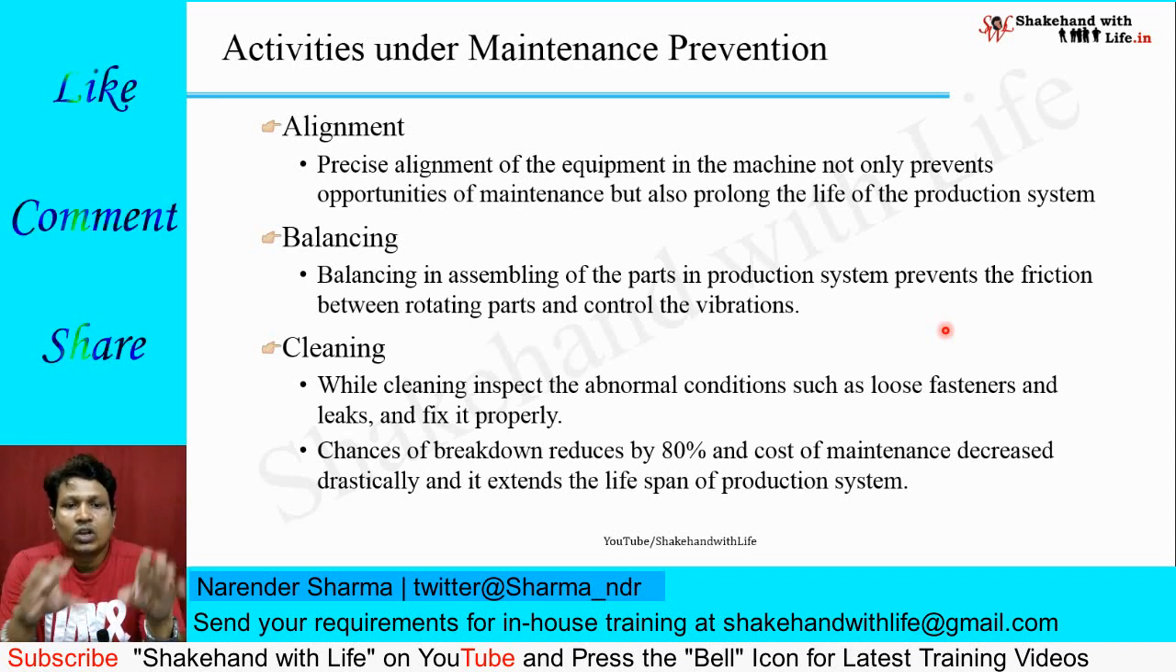Because of the cleaning, chances of breakdown reduce by 80% and the cost of maintenance decreases drastically. And if there is no maintenance in the production system, that means it automatically improves the life of the production system.